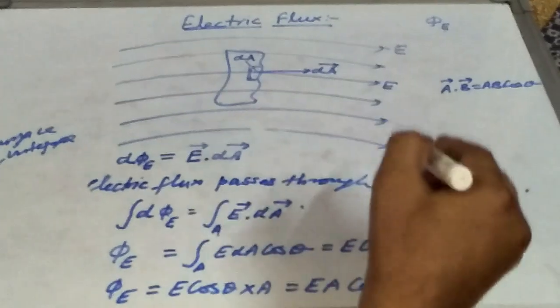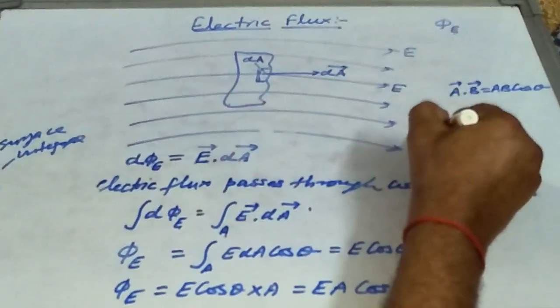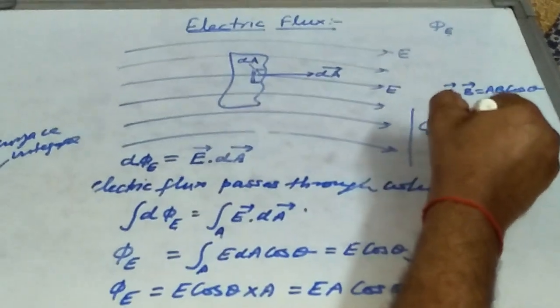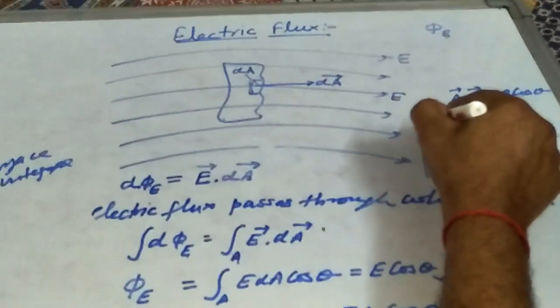So dear student, remember this: the electric flux passing through a surface is given by phi is equal to EA cos theta.